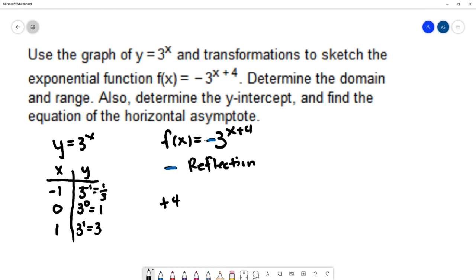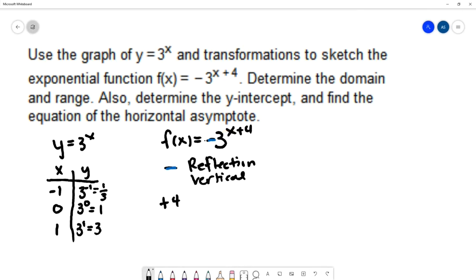Now there are two types of reflections. You can reflect vertically over the x-axis, or you can reflect horizontally over the y-axis. The position of this negative tells us it's a vertical reflection. Because it's located outside of our base function, it's a vertical reflection. If that negative was located here inside the base function, it would be a horizontal reflection. So we're going to reflect vertically.